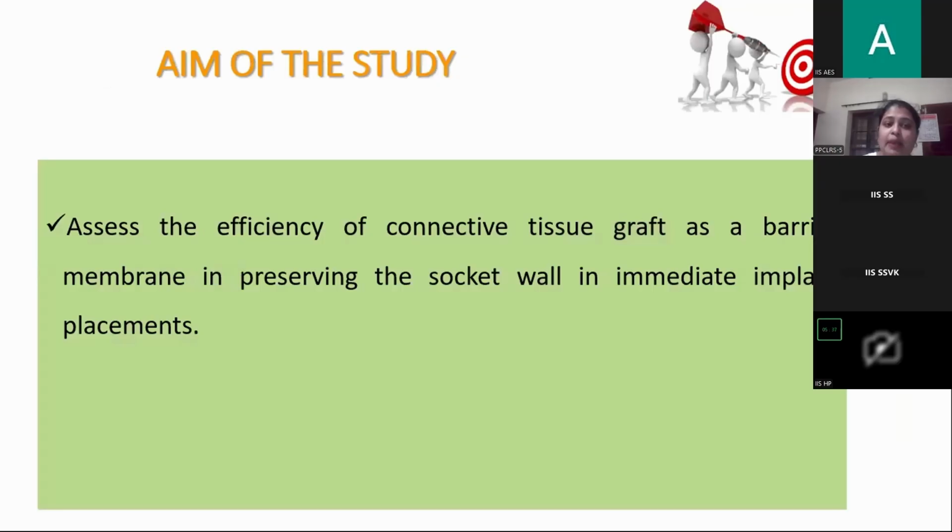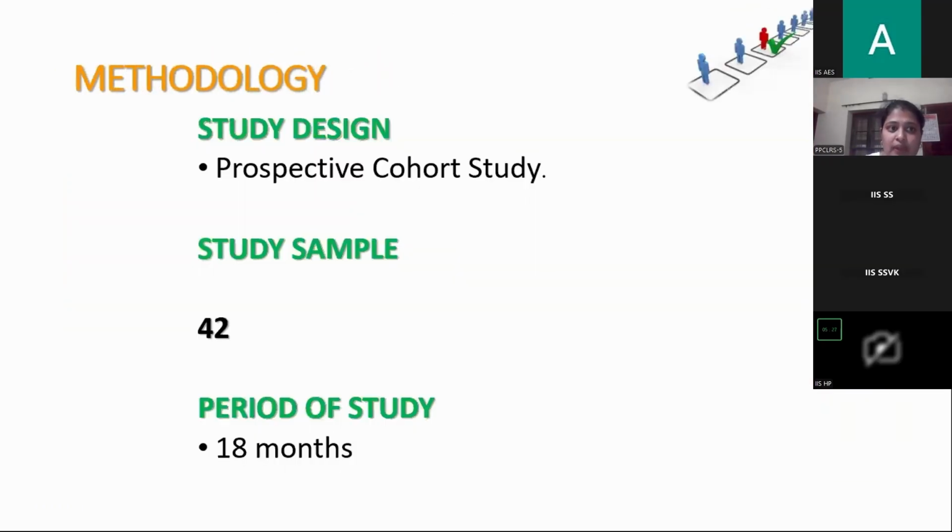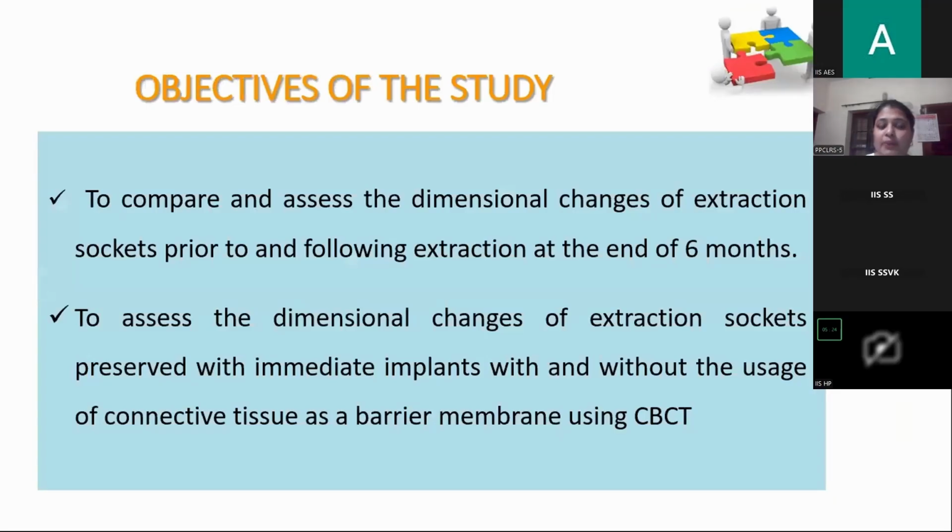So thus, an aim of the study was formulated: to assess the efficiency of the connective tissue graft as a biological barrier in preserving the socket wall in immediate implant placements. It was extended to the following objective: to compare and assess the dimensional changes of the extraction sockets prior to and following extraction at the end of 6 months, and also to assess the dimensional changes of the extraction sockets preserved with immediate implants with or without the usage of connective tissue as a barrier membrane using CBCT.